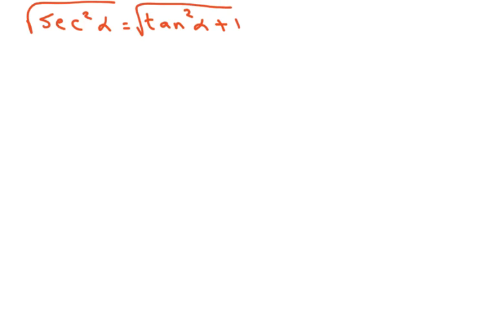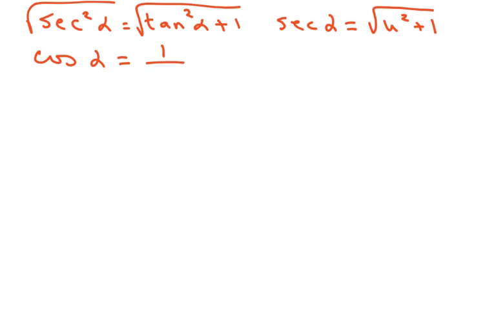The first thing we're going to do is find secant. Secant squared of alpha is tan squared of alpha plus 1. So you square root both sides. We get secant of alpha equals, tan is u, so that's going to be square root of u squared plus 1. Therefore, cosine of alpha equals 1 over square root of u squared plus 1.